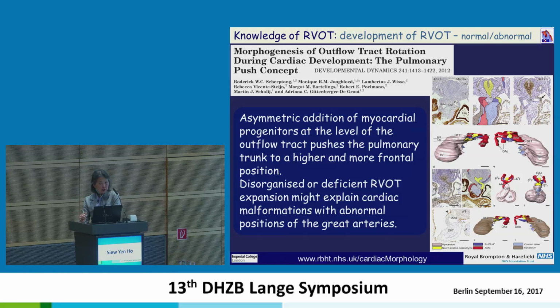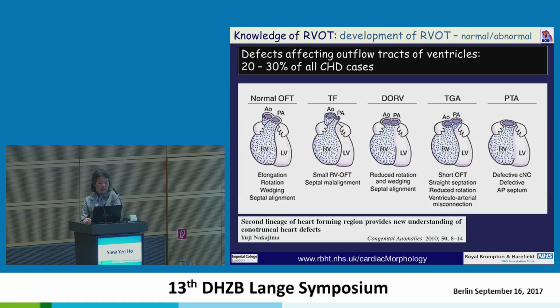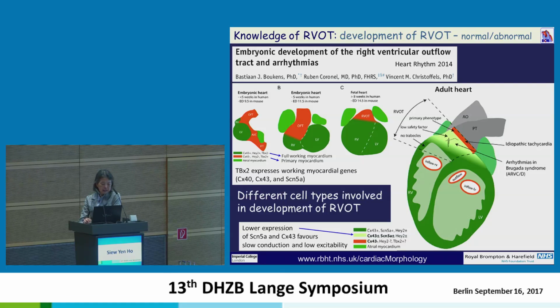And how does the right ventricular outflow tract, or the pulmonary valve, get above the aortic valve? Gittenberger-de Groot's paper suggests that there is asymmetric addition of myocardial progenitors at the level of the outflow tract that pushes the pulmonary trunk to a higher and more frontal position. And abnormalities in the contribution of second heart field may then result in these various forms of congenital malformations. Small outflow tract or reduced rotation and wedging, or defective contribution of neural crest cells and defective AP septum, giving you persistent truncus arteriosus.